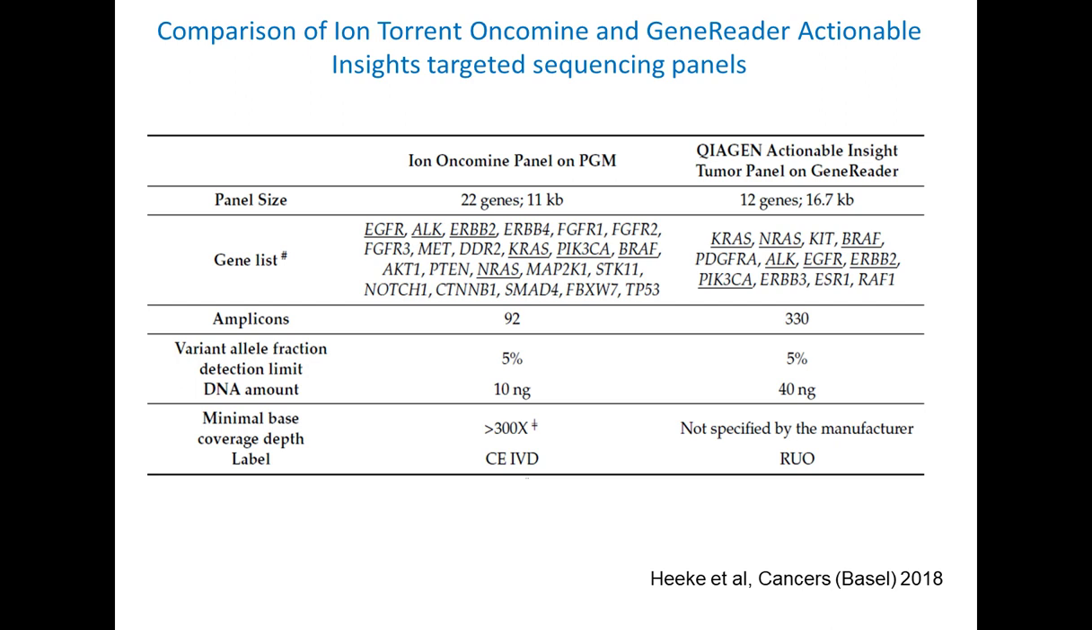We recently made, in our lab, another work, a comparison study between the results obtained using the Oncomine panel on the PGM Ion Torrent and the GeneReader Actionable Insights targeted panel. As shown here, the Ion Oncomine panel contains 22 genes, and the GeneReader Actionable Insights panel contains 12 genes. So we did a comparison only on 6 genes.